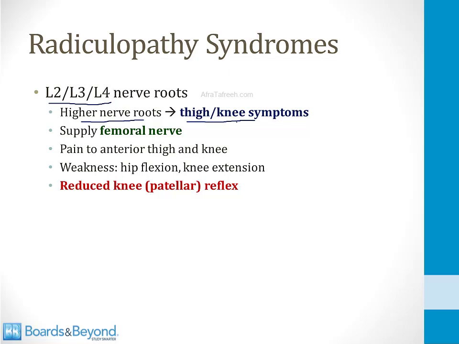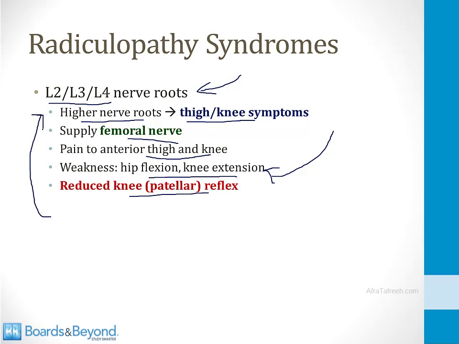And if you've watched the video on the lumbosacral plexus, in that video I talk about how the femoral nerve derives from all of these nerve roots. So many of these symptoms are related to dysfunction of the femoral nerve. So there can be pain in the anterior thigh and knee. There can be weakness of hip flexion and knee extension. These are all actions carried out by muscles innervated by the femoral nerve. And then finally, you may see a reduced or absent knee or patellar reflex. This reflex is elicited through the femoral nerve, and therefore if one of these nerve roots is impacted, that can lead to a decreased patellar reflex.